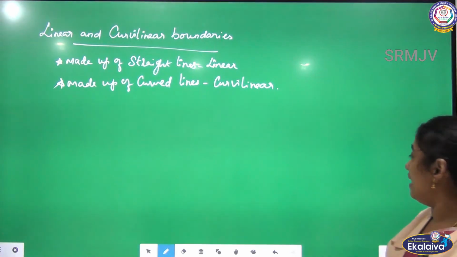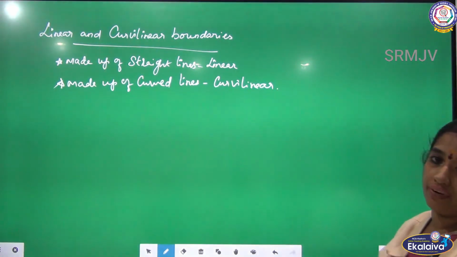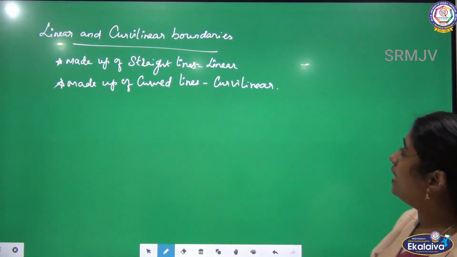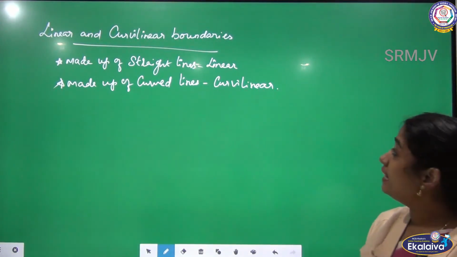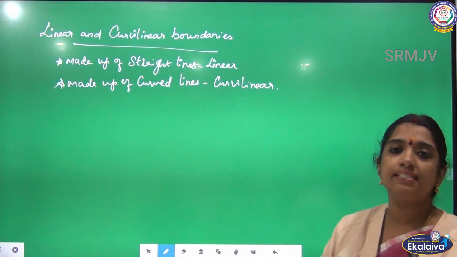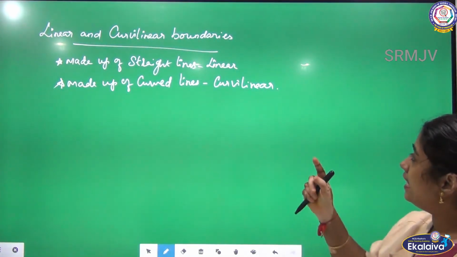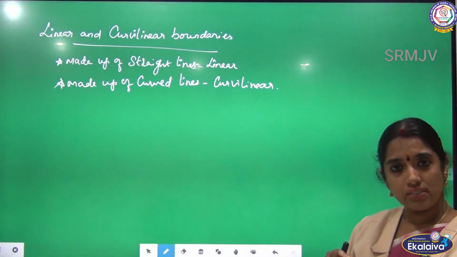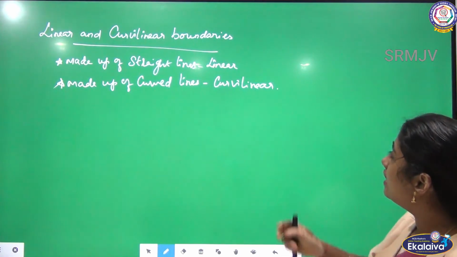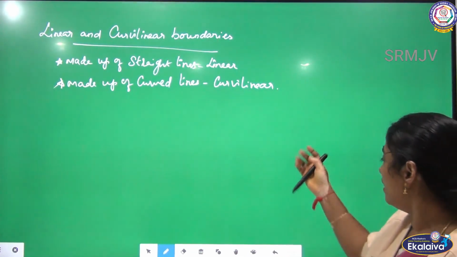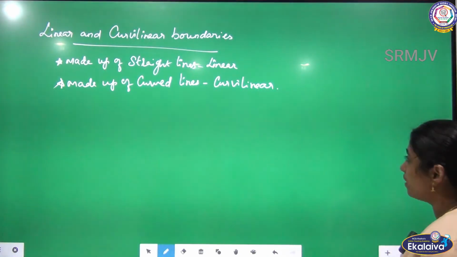Now linear and curvilinear boundaries. What is meant by linear and curvilinear boundaries? A linear boundary means one made up of line segments. Okay, linear means made up of straight lines. Line segment means what? Straight line. And one made up of curved lines is said to be curvilinear. Okay, listen.